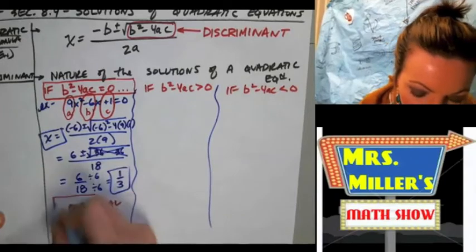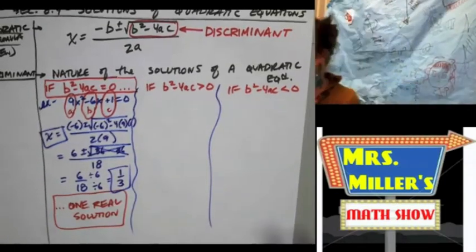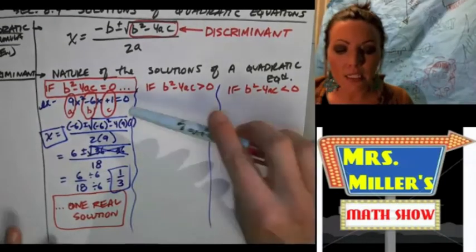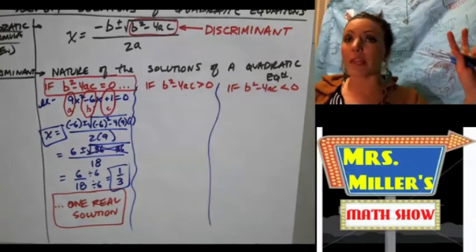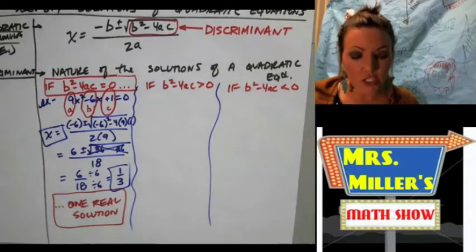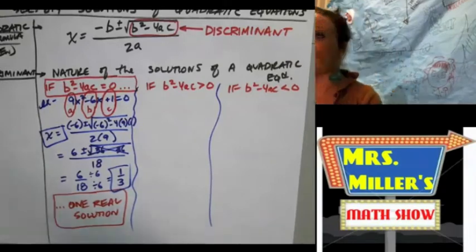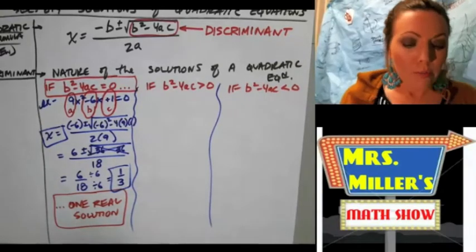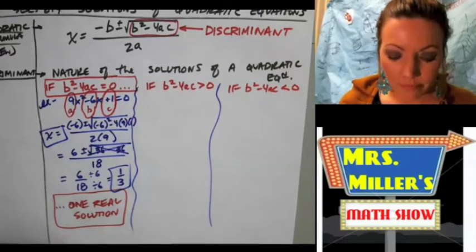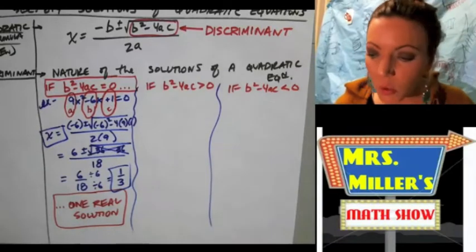Okay, so again, let's fast forward to what you're going to be doing on your homework. You're going to be given equations like this and asked to determine the nature of the solutions. So you're just going to say it has one real solution or whatever else. You're not actually solving for them. All right, so next one, if b squared minus 4ac is greater than 0.